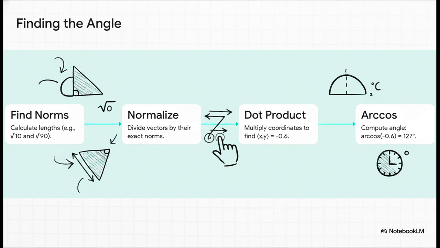Step 3, multiply their matching coordinates to find the dot product, which in this specific exercise works out to negative 0.6. And finally, step 4, because the dot product equals the cosine of the angle for normalized vectors, you just take the inverse cosine, or arccos of negative 0.6. That pops out an exact angle of roughly 127 degrees. Boom, full marks on the exam.